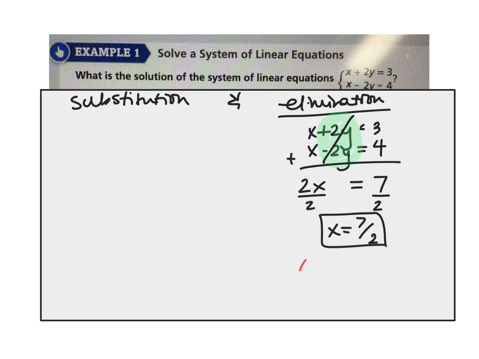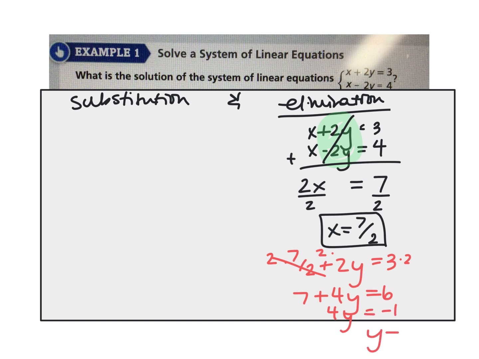So I'm going to use either equation. I'll plug that back into the x spot. So this is 7/2 plus 2y equals 3. And then I can solve that out. And those of you that have had me before know that I don't like fractions, so I'm going to multiply to get rid of them. 7 plus 4y equals 6. Subtract 7 from both sides. And then divide by 4, which is going to give me y equals -1/4.